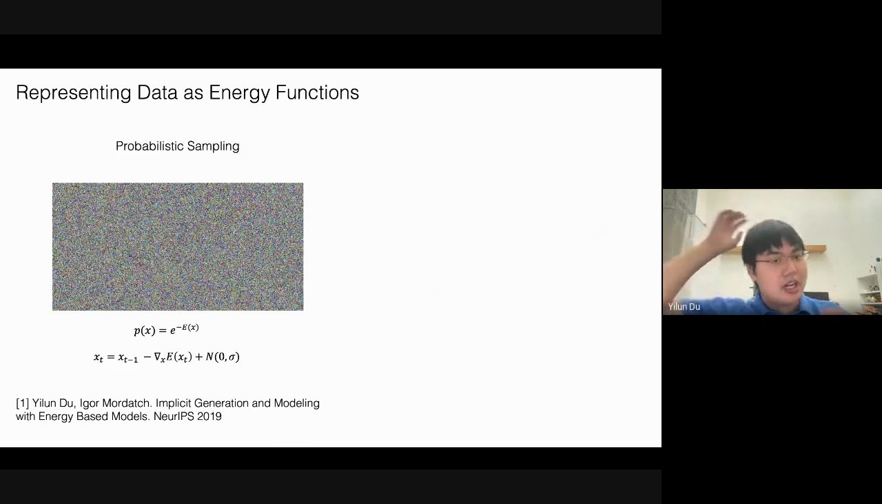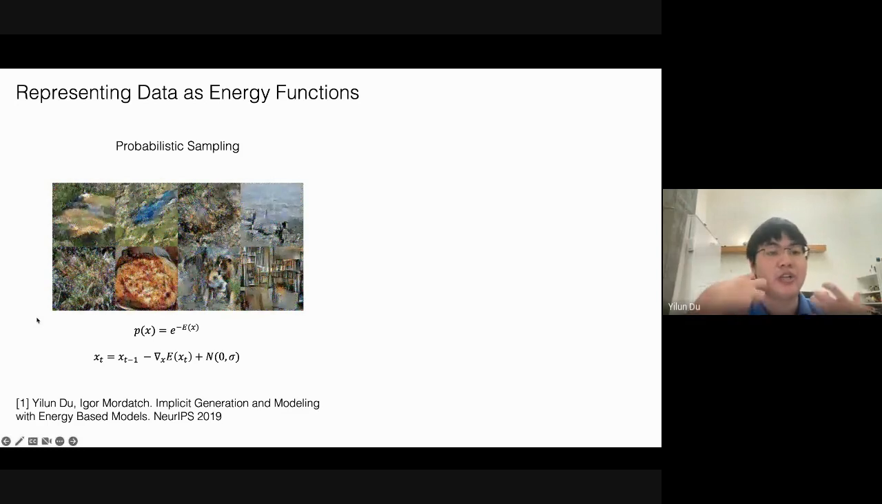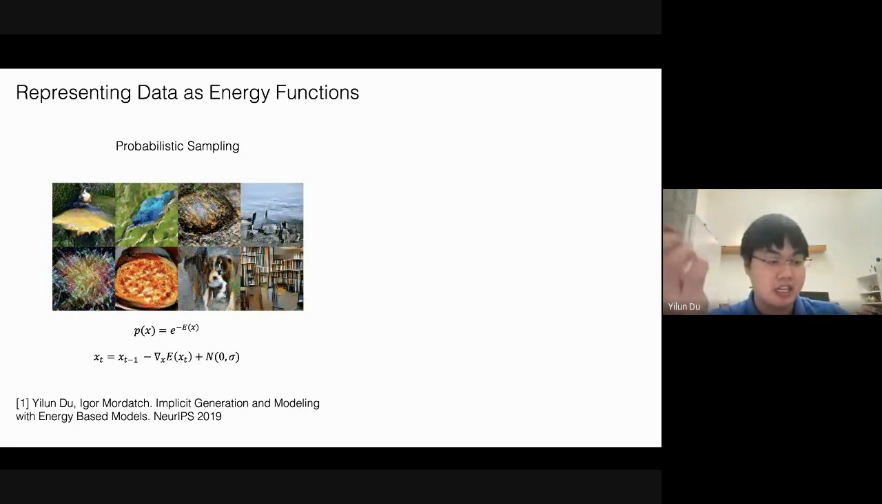So mathematically, how does the energy function represent a probability distribution? The way you represent a probability distribution is you use the Boltzmann distribution defined by the energy function: e to the negative energy, exponential of negative energy, is the probability of data points. And then you can run a gradient-based MCMC procedure called Langevin dynamics, starting from noise, to gradually generate images that exhibit the concept at hand.